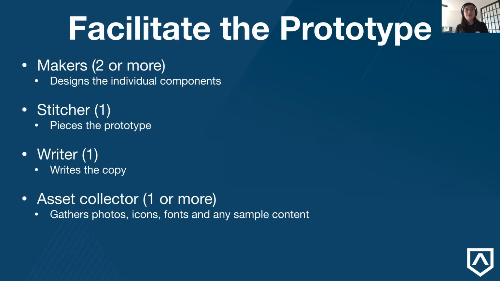Then we have our fourth role, which is the asset collector, and this could be one or more. This is the person that's going to be gathering the photos, the icons, the fonts, or any type of sample content that they're able to pull in and use. They're not creating things from scratch. We're trying to reuse as many things that are out there so that it's going to be quicker for us to stitch everything together.